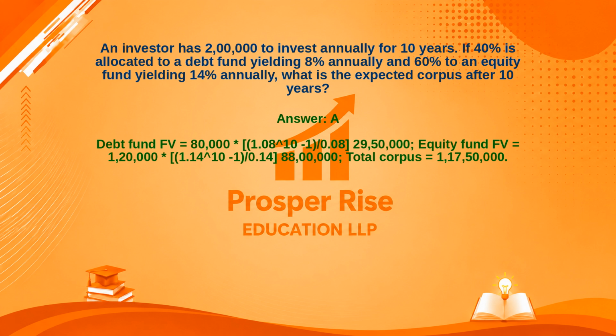Debt fund FV equals 80,000 asterisk (1.08 caret 10 minus 1) by 0.08, equal to 29,50,000. Equity fund FV equals 1,20,000 asterisk (1.14 caret 10 minus 1) by 0.14, equal to 88 lakh. Total corpus equals 1 crore 17,50,000.